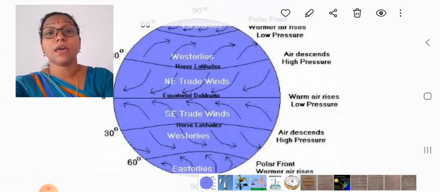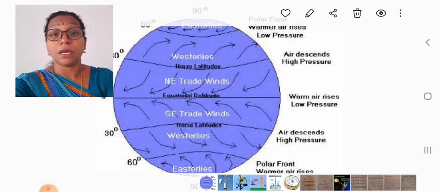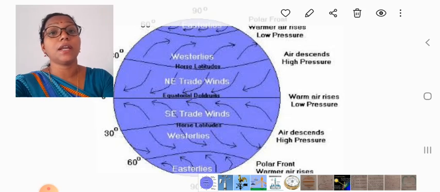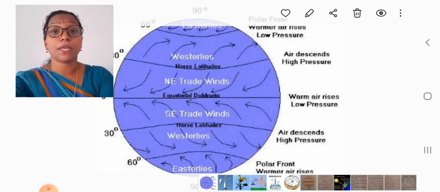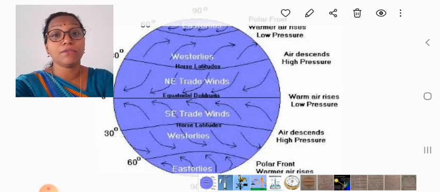Then students, we are going to study about the permanent winds. The winds blowing from high pressure regions to low pressure regions all over the earth. There are the pressure belts we studied in the last video. We studied equatorial low pressure belt, subtropical high pressure belt, subpolar low pressure belt, and the polar high pressure belt. Between these regions, from the high pressure regions to low pressure regions, there is a regular flow of winds. They are called permanent winds.